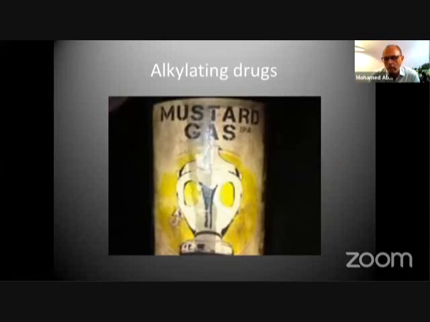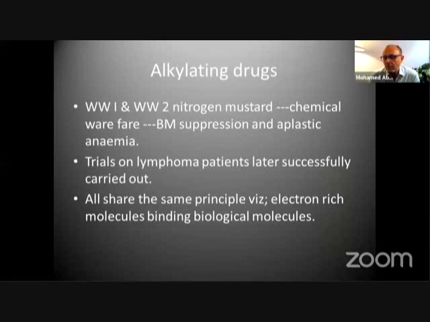During the world wars, they used chemicals like mustard gas. Survivors of these attacks were found to have bone marrow suppression and aplastic anemia. This gave an idea to the scientists to use these chemicals for treatment of lymphoma patients, and they did that successfully.